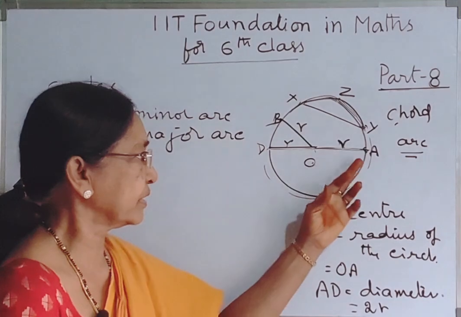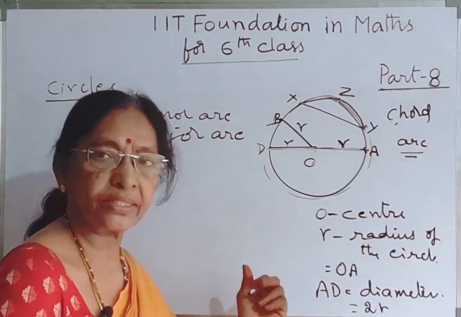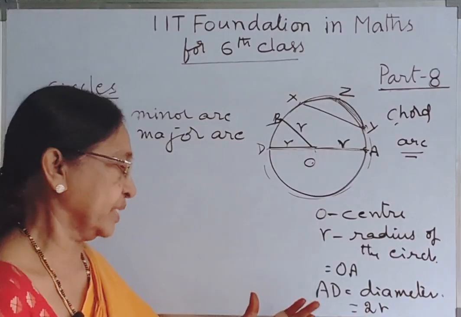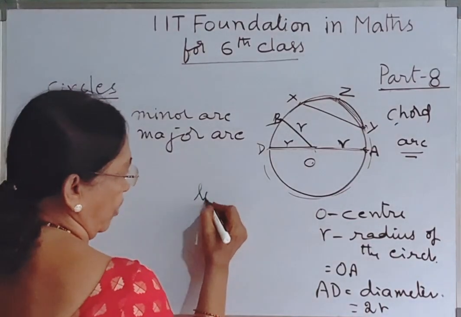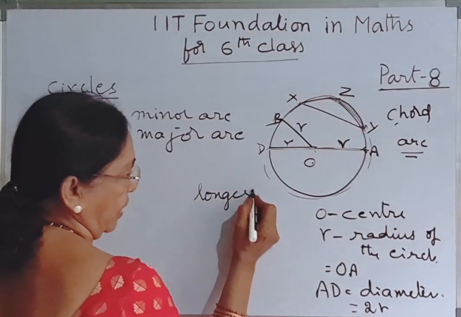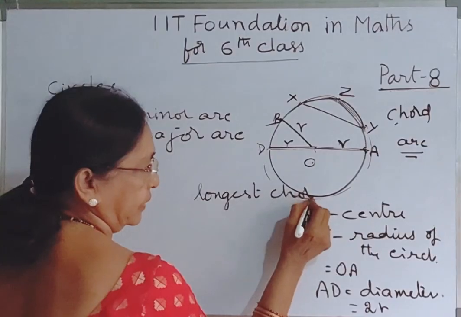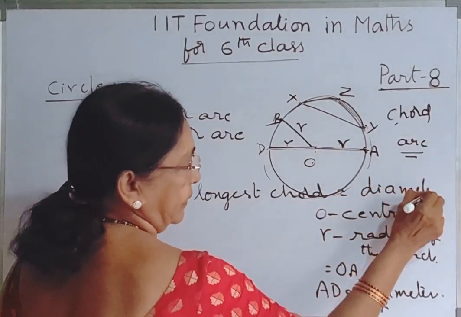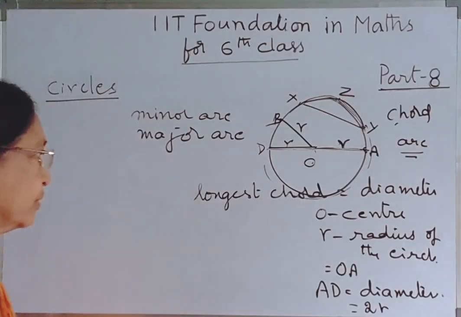But we have told that AD is a diameter. That is, the longest or biggest chord is called the diameter. The longest chord is equal to diameter.